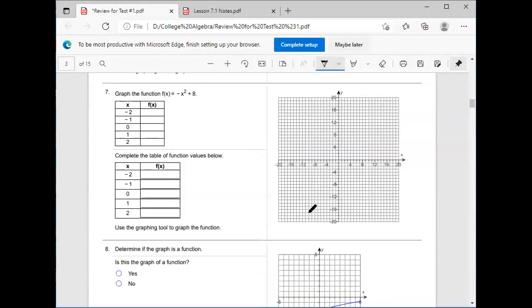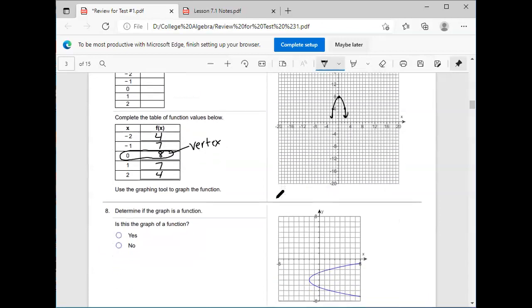Okay. And so 4, 7, 8, 7, 4. We said this point right here is what we want to plot first because it's our vertex. So that point 0, 8. And then from there, it doesn't really matter. So we could do -2, 4, and we could do +2, 4, and that would be good. And this one makes a U, not a V. So you want to kind of curve that off. Okay, questions about that?